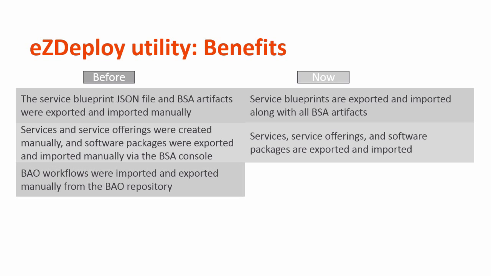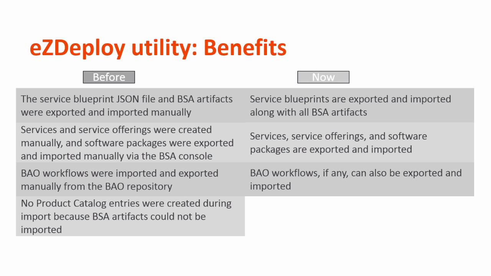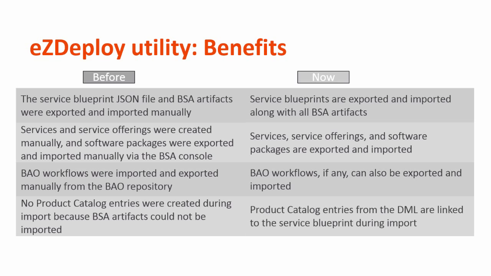BMC Atrium Orchestrator workflows were imported and exported manually from the BMC Atrium Orchestrator repository. BMC Atrium Orchestrator workflows, if any, can be exported and imported. Earlier, because BMC server automation artifacts had to be imported manually, no product catalog entries were created during import. Product catalog entries from the definitive media library are linked to the service blueprint during import.